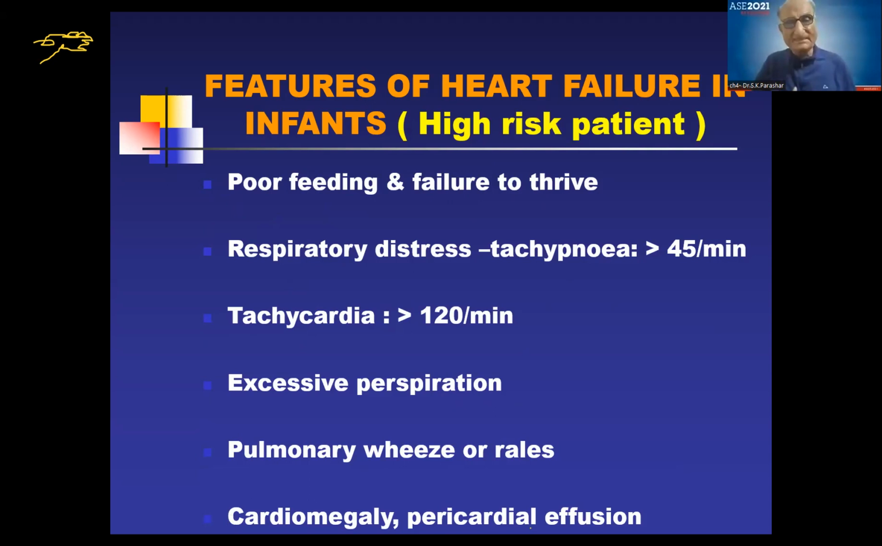When the child cries, there is excessive perspiration. These are very serious signs in an infant, and they are indirect signs of cardiac failure. These four are usually much more common, but you have to see all of these, and they require a high risk patient. So an important point is if sedation is important.